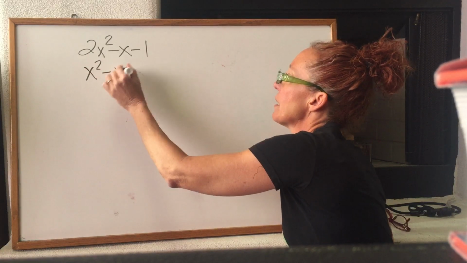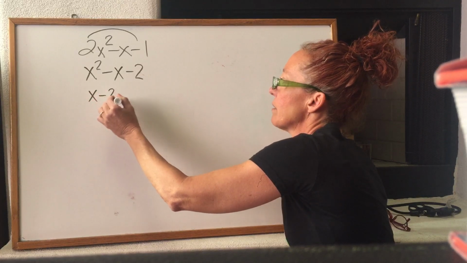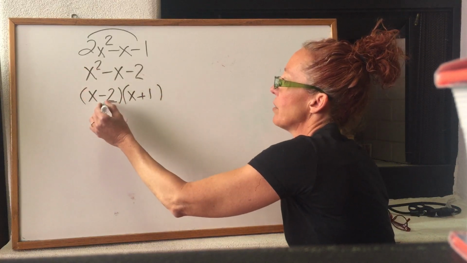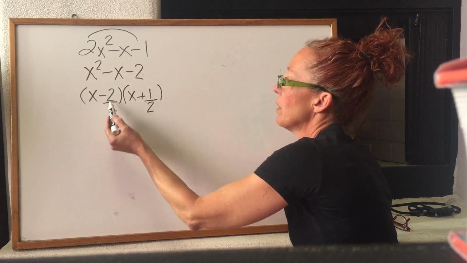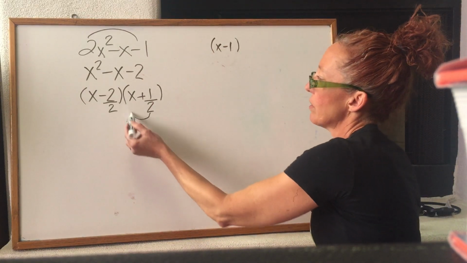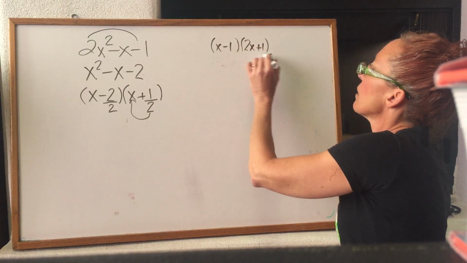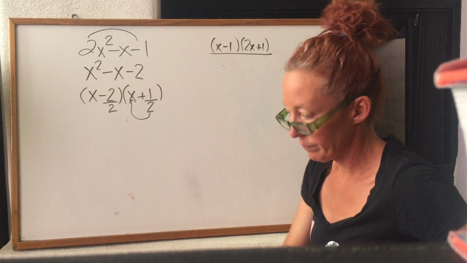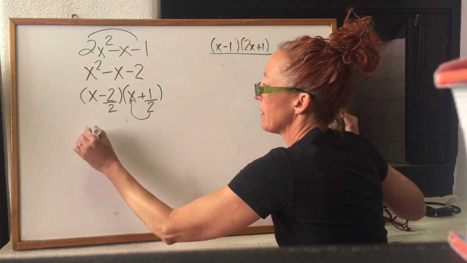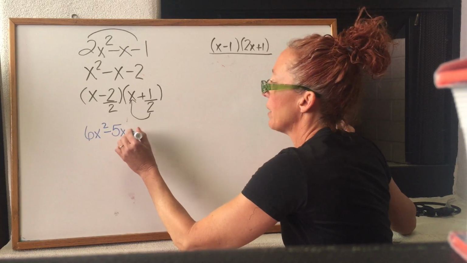X squared minus x minus 2, multiplying that to the back. Let's factor that. If we multiply by 2, don't forget to divide by 2. 2 over 2 is 1. And then this 2 slides right there. So that's 2x plus 1 over... I'm just going to, I think I probably have enough room to work this out. So it's 6x squared minus 5x minus 1.